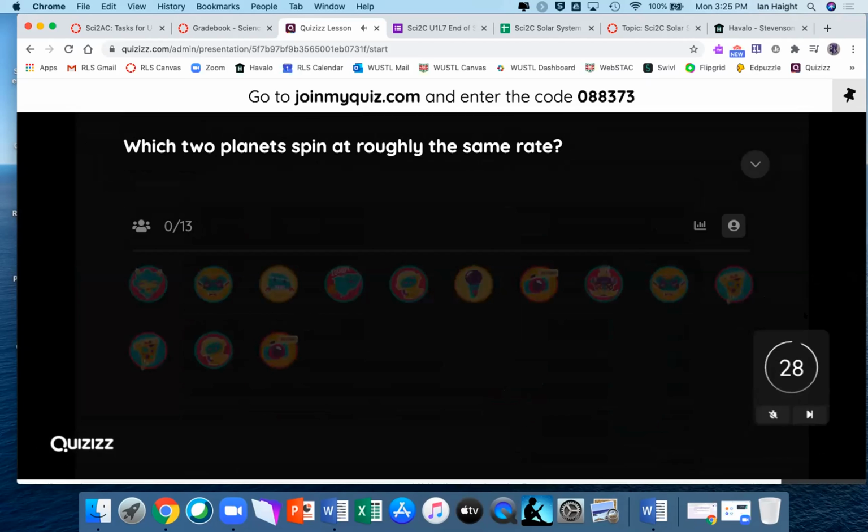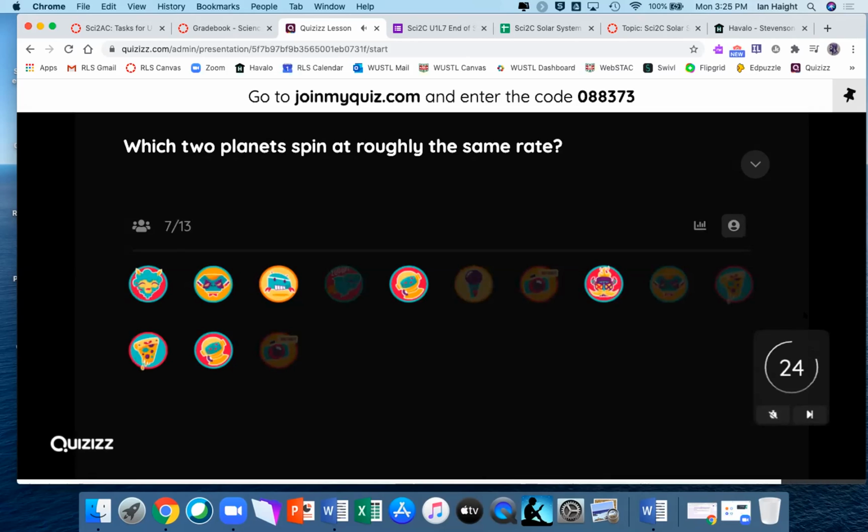Which two planets spin at roughly the same rate? As in their days. The day would be a similar time period.